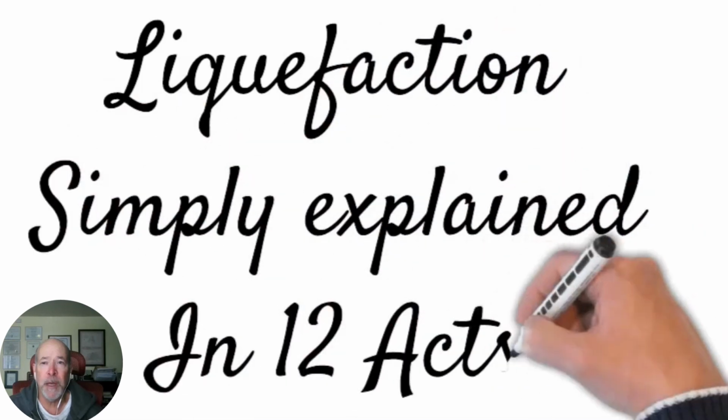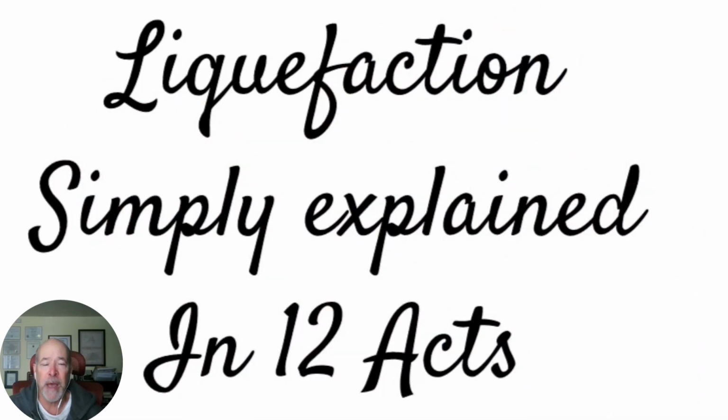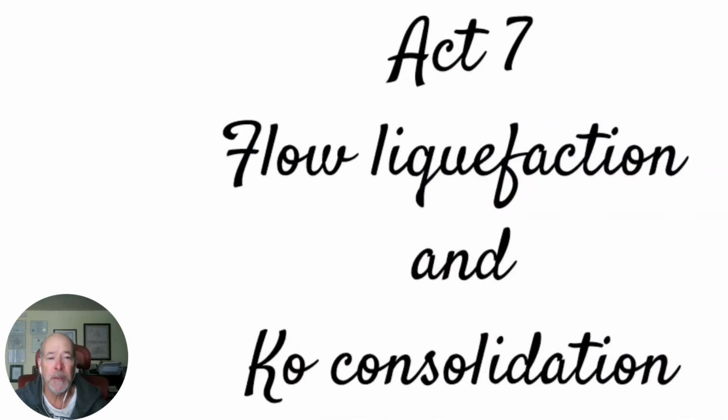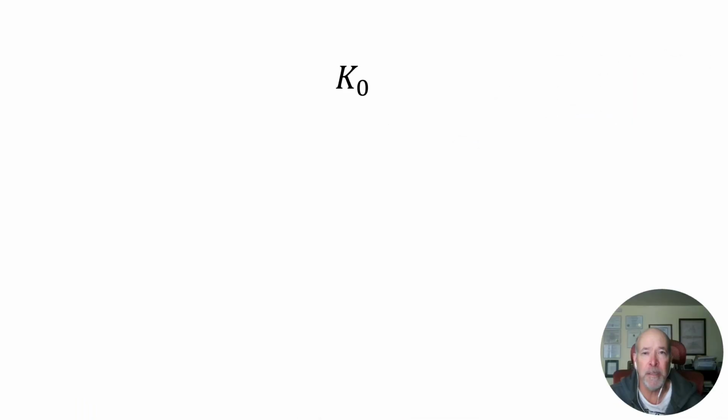Continuing liquefaction simply explained in 12 acts. Today, Act 7, flow liquefaction and K-naught consolidation.